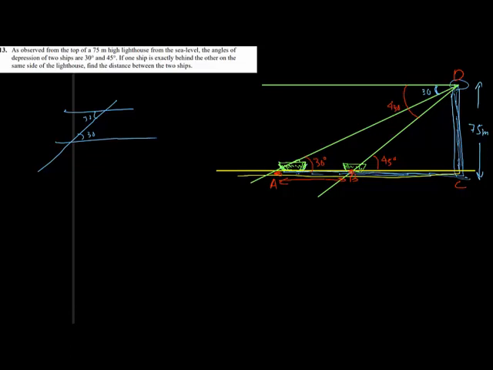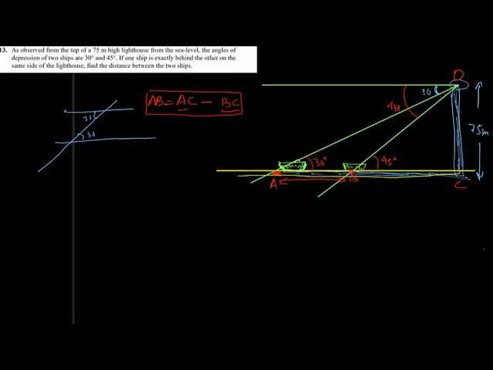AB can be calculated as follows: if you know AC, the complete distance from one ship to the base of the lighthouse, and you subtract BC from it, then you will get AB, right? If you know AC and BC, you subtract them and you will get AB. Now let us do the trigonometric procedure for these two triangles, ACD and BCD.